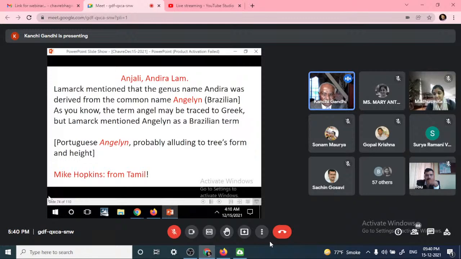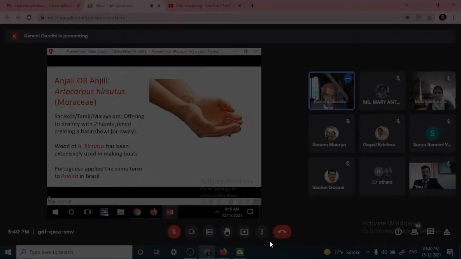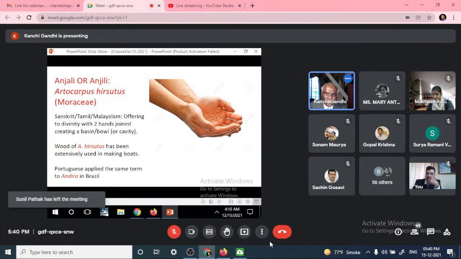So now, they saw the Artocarpus hirsutus tree being used for boat making. And the local people, they called it Anjili or Anjali, like folding your two hands together, forming something like a bowl or a boat. Anjali. In Hindu ceremony, when you do ablution in river, you take water and do your prayers.